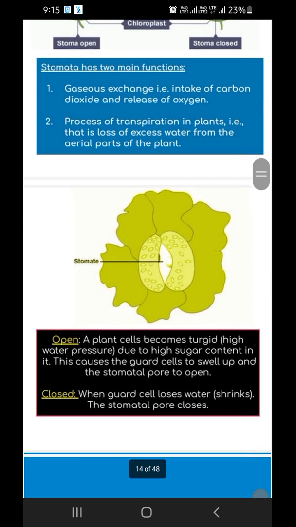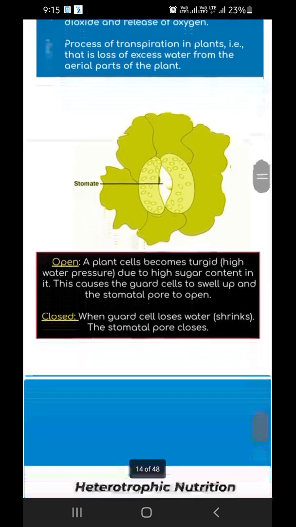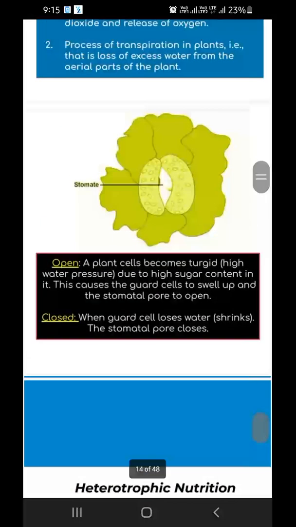Okay, this is also a stomata. An open stomata in a plant becomes turgid, which means high water pressure due to high sugar content in it. This causes the guard cells to swell up and the stomatal pores to open. Closed is when the guard cells lose water and shrink, so the stomatal pores get closed.